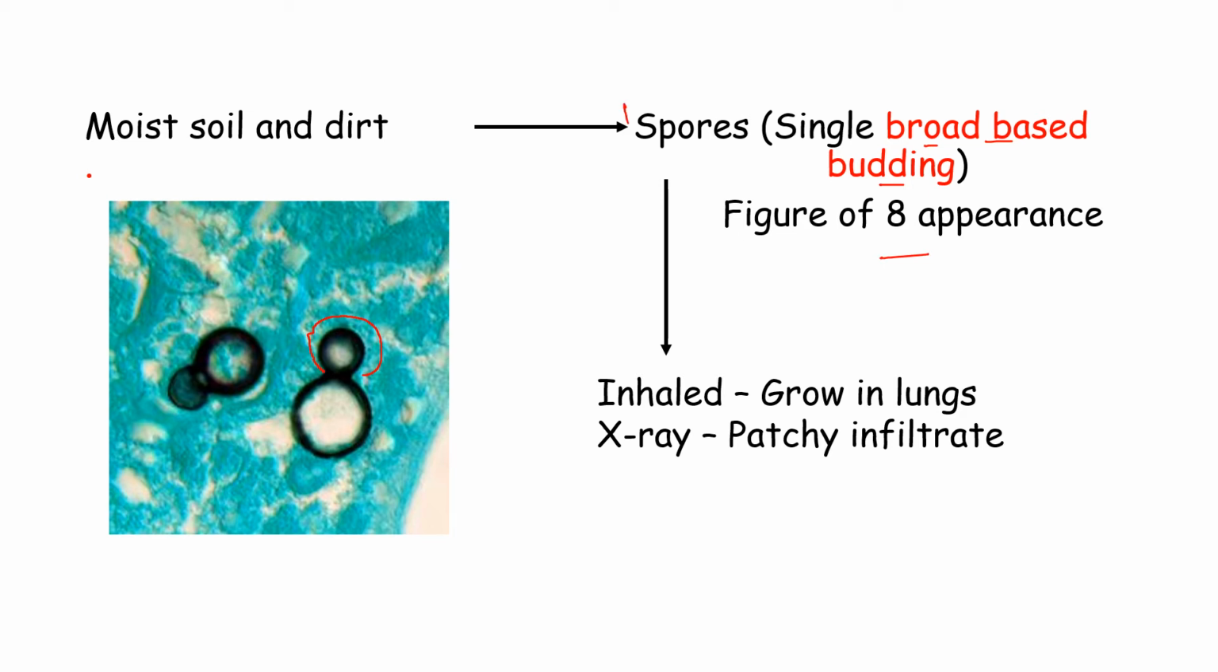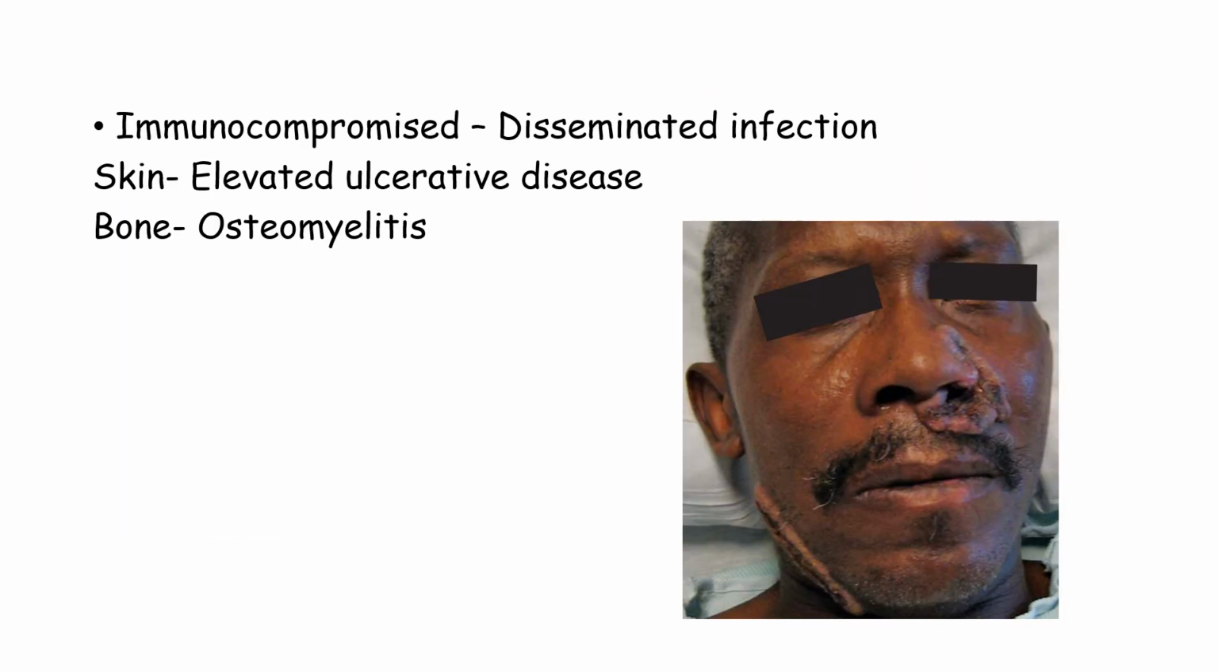Then these spores are inhaled by humans, and from the nose they enter the lungs, where they start to grow. And this growth is progressive in nature, and that is why the lung is affected. And when you take an X-ray, you will see patchy infiltrates in the lungs. And if the patient is immunocompromised, then the disease is disseminated inside the body.